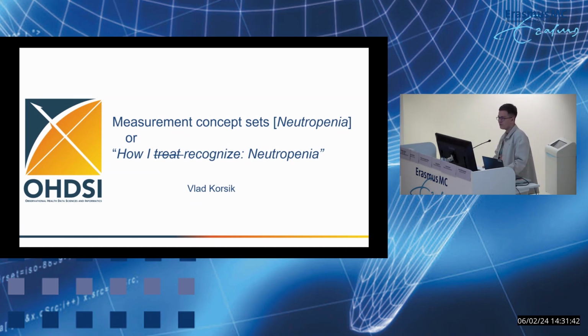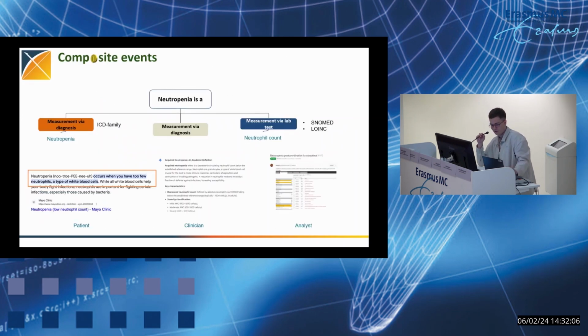It's very common, and to some degree, it is likely to be severe. The section of this tutorial we named "How I Treat or Recognize Neutropenia," and the name is inspired by a series of articles published in ASH, where clinicians describe their experience and management strategies for different hematological conditions. So let's start with just a generic introduction to neutropenia and to the brand new domain we do not discuss today, the measurement domain in OMOP.